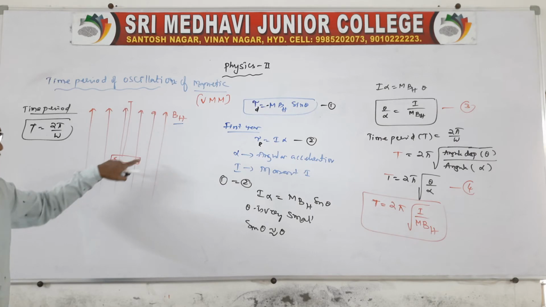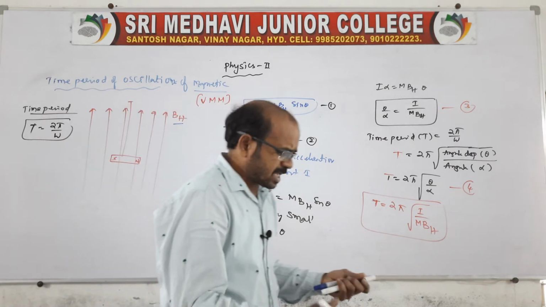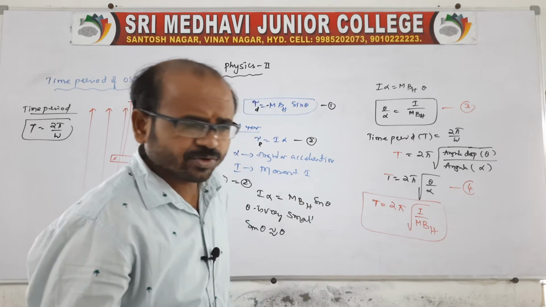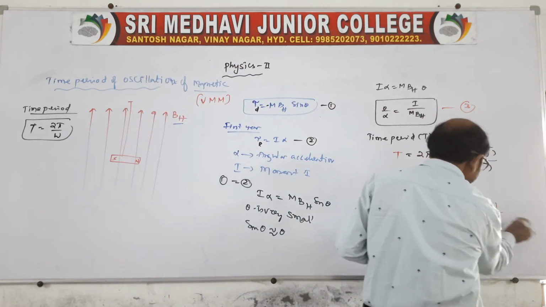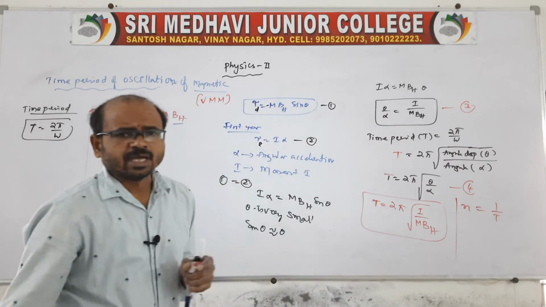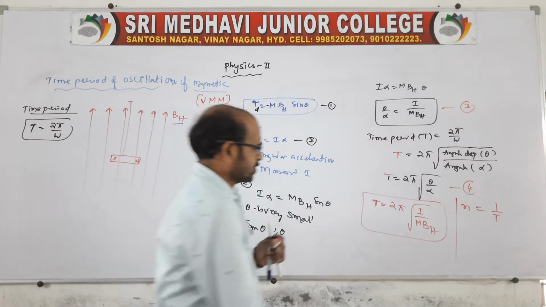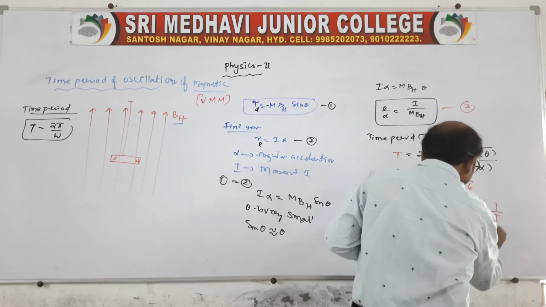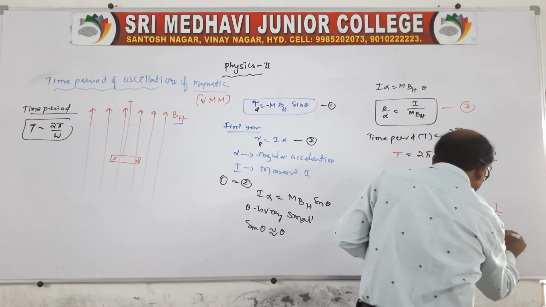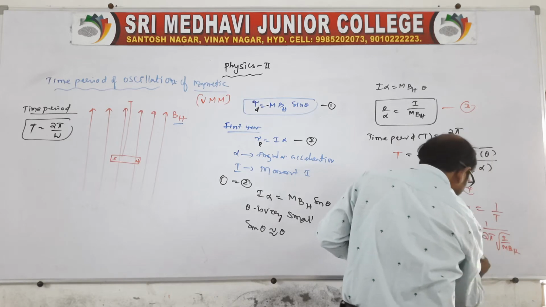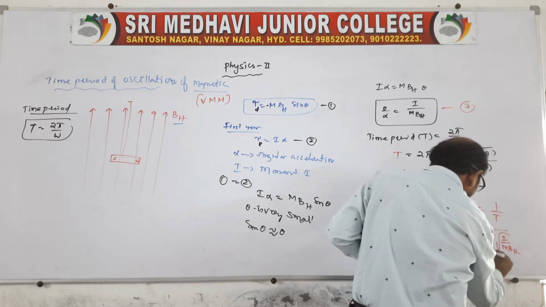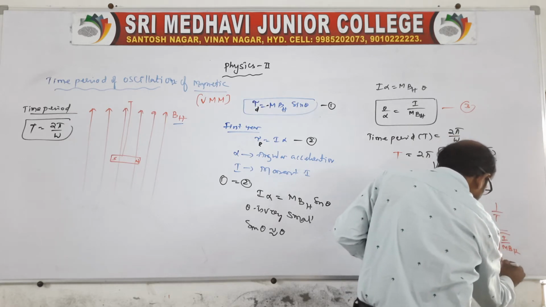So which is making oscillations, the time period will be like this. Suppose sometimes he may ask you frequency. Therefore you write frequency, that is the number of oscillations made by the magnet. n is equal to 1 by time period. We know time period is 2 pi into root over I by mBH, then the frequency will be 1 by 2 pi into root over mBH by I.